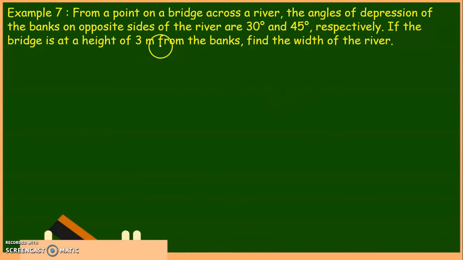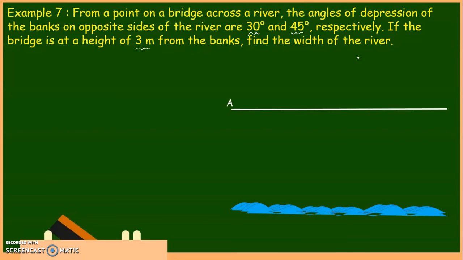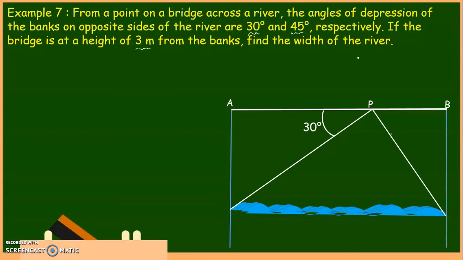Example number 7. From a point on a bridge across a river, the angles of depression of the banks on the opposite sides of the river are 30 degree and 45 degree respectively. If the bridge is at a height of 3 meter from the bank, then find the width of the river. So let's say here we have the river and the bridge is of length AB, and from a particular point P on the bridge, the angles of depression of the banks are 30 degree and 45 degree. And here the height of the bridge is given as 3 meter.